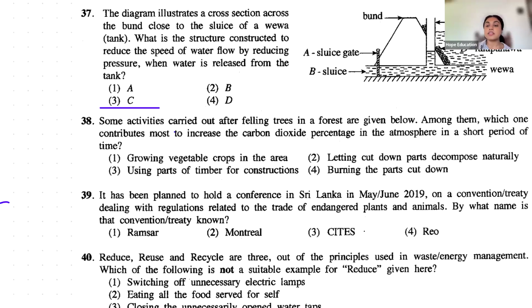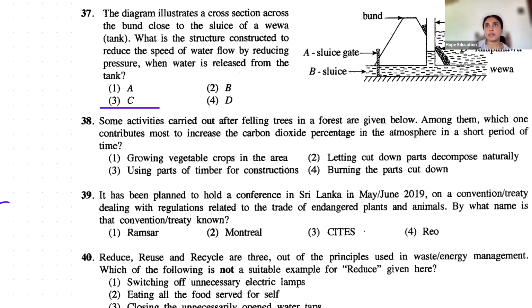Letting cut down parts decompose naturally. ඒතනත් carbon dioxide ටිකක් environment එකට එනවා. මෙතනත් carbon dioxide ටිකක් atmosphere එකට add වෙනවා. However, ඒක naturally වෙන්නේ. So සාමාන්‍යයෙන් decomposition naturally වෙනකොට it takes a lot of time. So carbon dioxide will be added to the atmosphere very slowly.